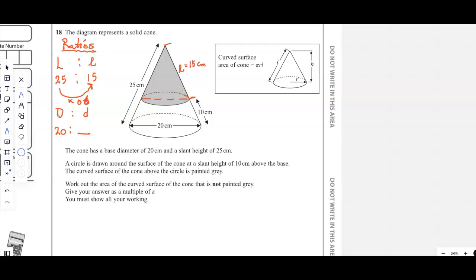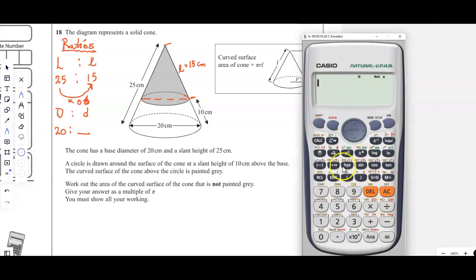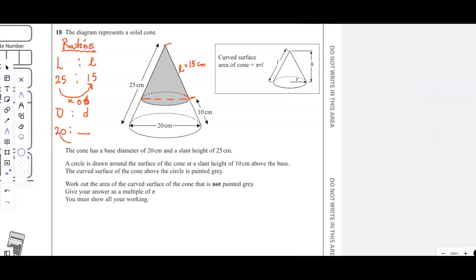Let's use a calculator and see what we get there. 15 divided by 25. Yes, 0.6. So to get from big to small, we need to multiply 20 by 0.6. What we get there is 12 centimeters. So this diameter here is 12 centimeters.